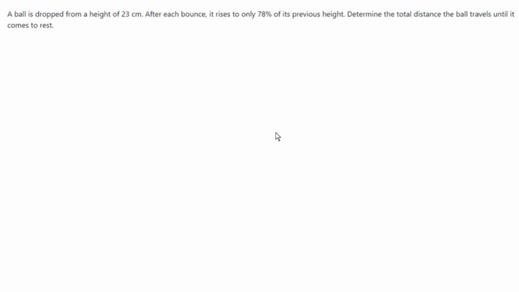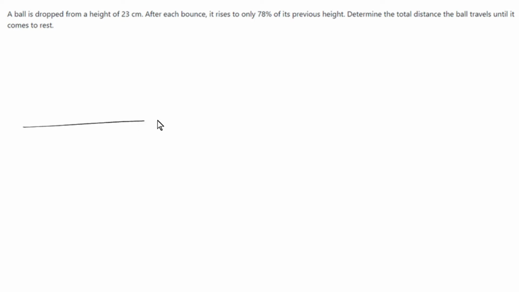A ball is dropped from a height of 23 centimeters. After each bounce, it rises to only 78% of its previous height. Determine the total distance the ball travels until it comes to rest. So let's try and visualize what's actually going on here.